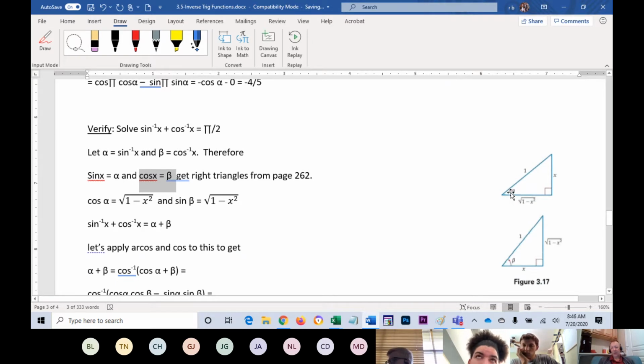One is going to be our hypotenuse. We know that the sine is x over r, so the opposite over the hypotenuse. Therefore, we can just solve with the Pythagorean theorem to get the square root of 1 minus x squared. So is everybody cool with this triangle for the sine of x? Okay.